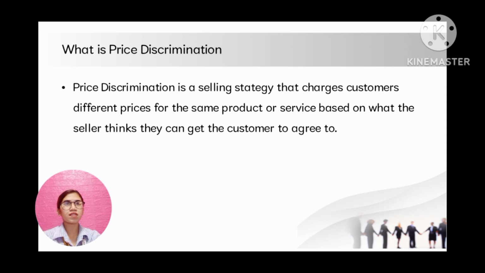A selling tactic known as price discrimination involves charging clients various rates for the same good or service depending on what the vendor believes they can persuade the customer to accept. When a merchant uses pure discrimination, they charge each consumer the highest price they will agree to. In more prevalent types of price discrimination, the supplier divides clients into groups based on particular characteristics and assesses a different price to each group.